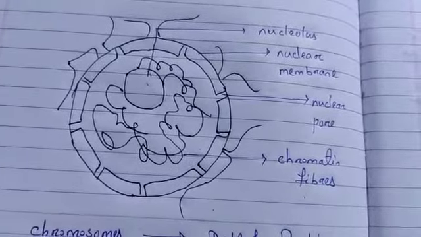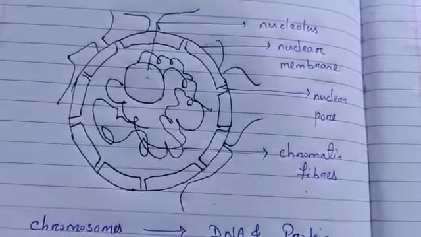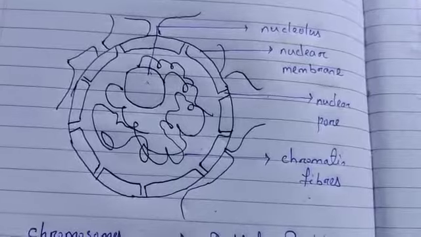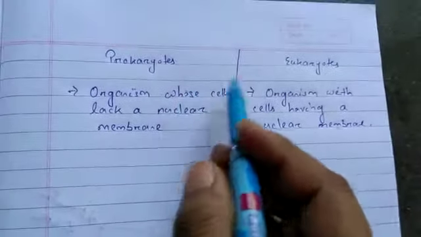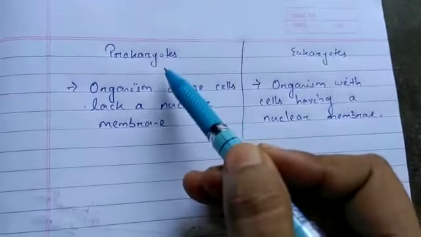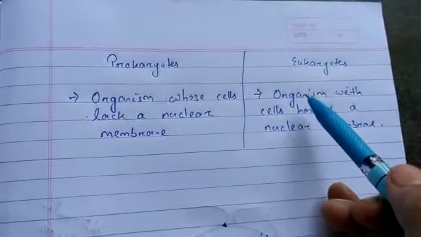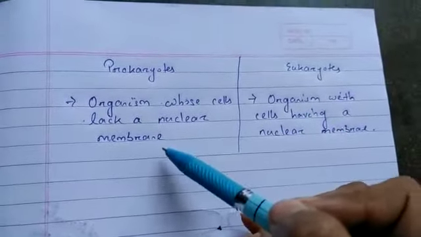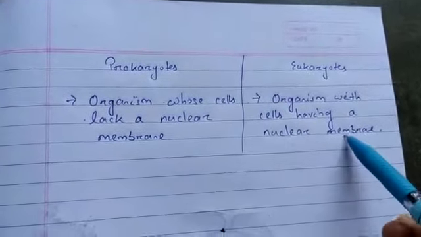Organisms whose cells lack a nuclear membrane are known as prokaryotes, and organisms with cells having a nuclear membrane are called eukaryotes. Along with the lack of a nuclear membrane, prokaryotes also lack most of the other cytoplasmic organelles that are present in eukaryotic cells.